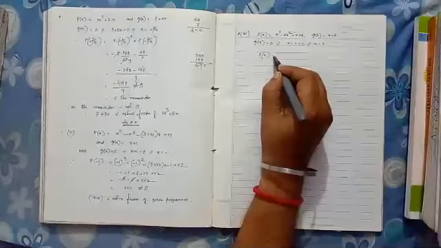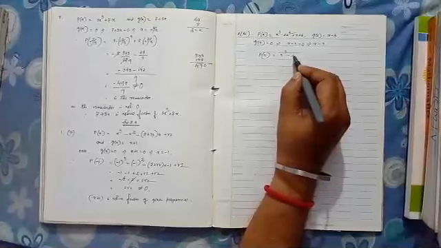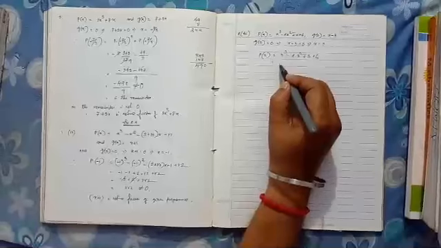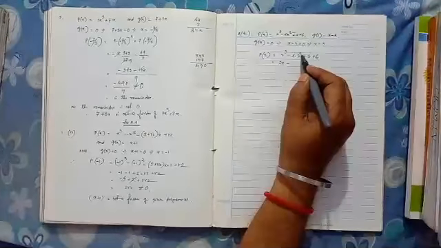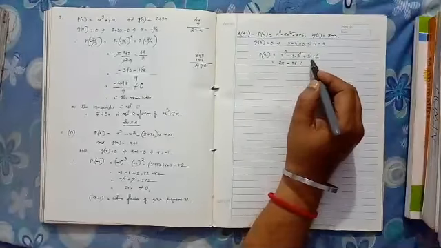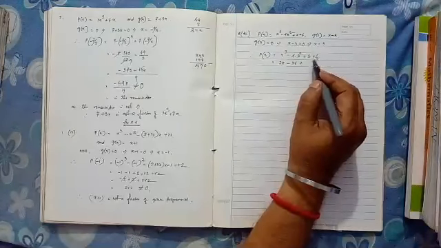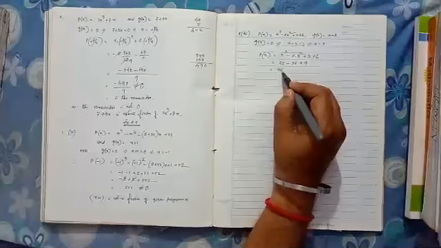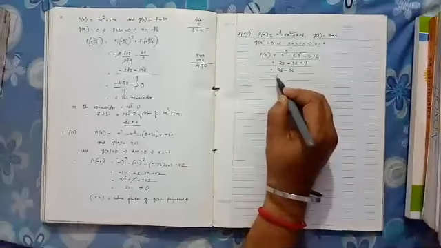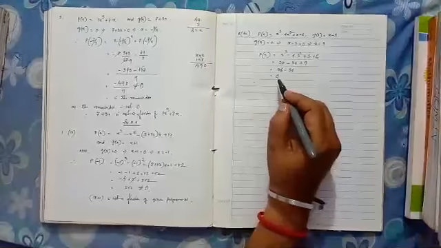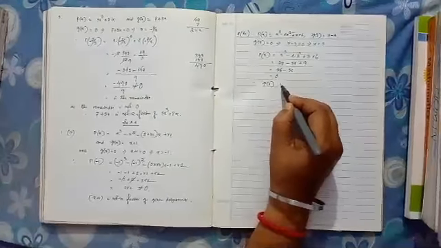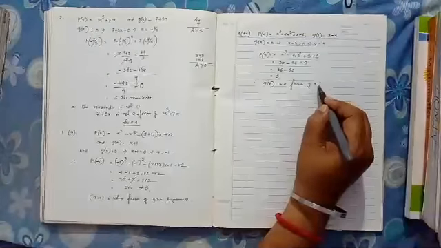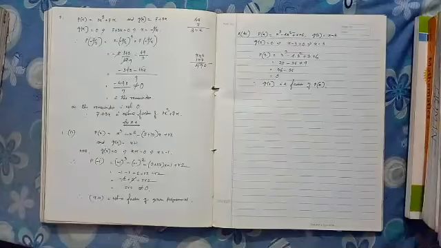Therefore, p of 3 is equal to 3 cube minus 4 into 3 square plus 3 plus 6. That is equal to 3 cube means 27 minus 3 3 is 9, 9 4 is 36, plus 3, plus 6, that is 9. So what do you get? 27 plus 9, 36 minus 36, that is equal to 0. Therefore, g of x is a factor of p of x. So you get the answer.